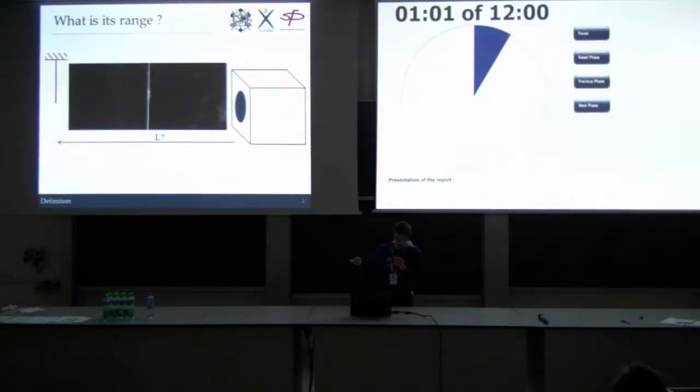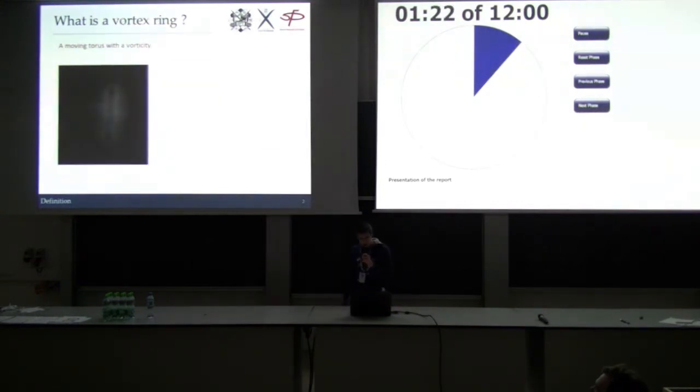And we define the range like this. We have a vortex ring that propagates, and if the vortex ring stops just before the paper sheet, we have the range of the vortex, and of course we take into account the uncertainties. Now, second definition. What is a vortex ring?